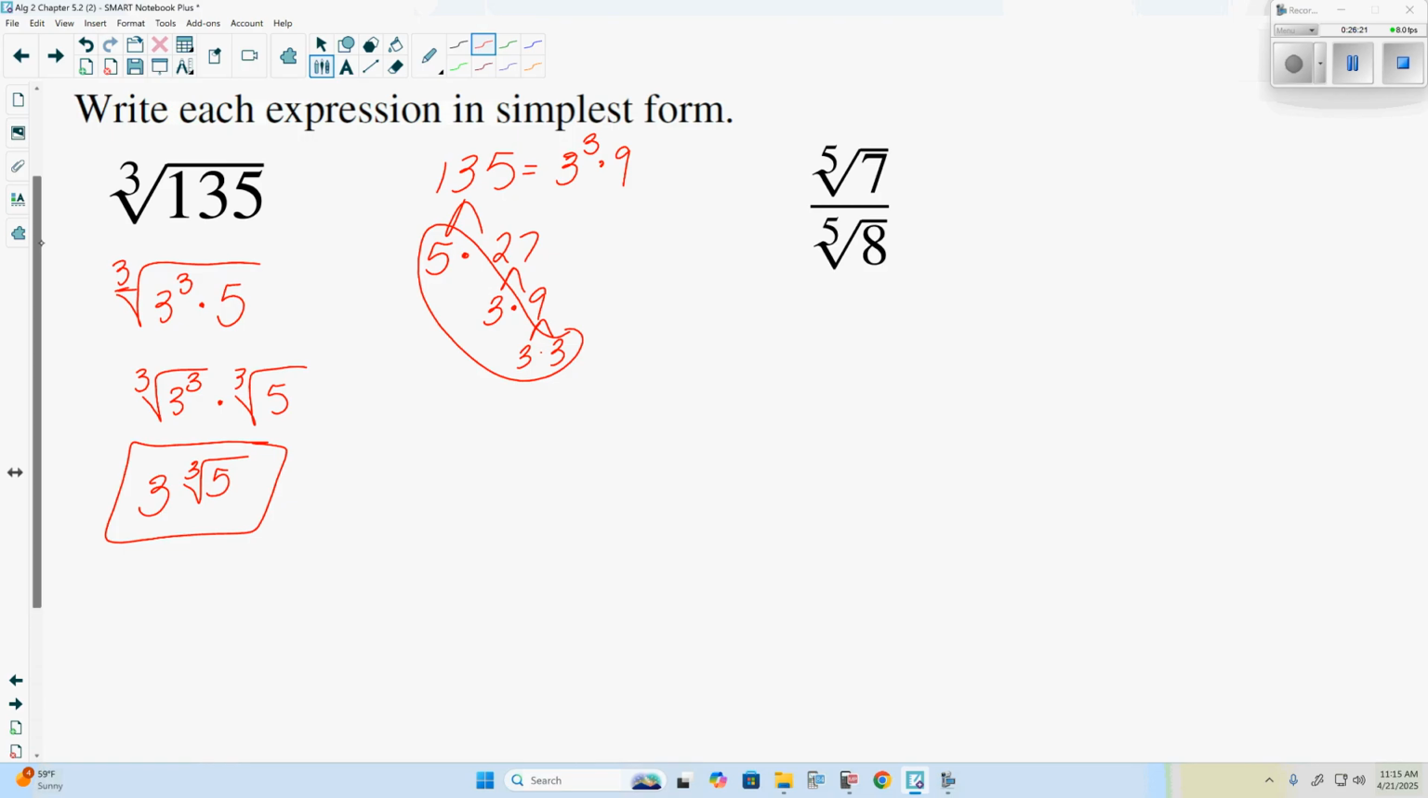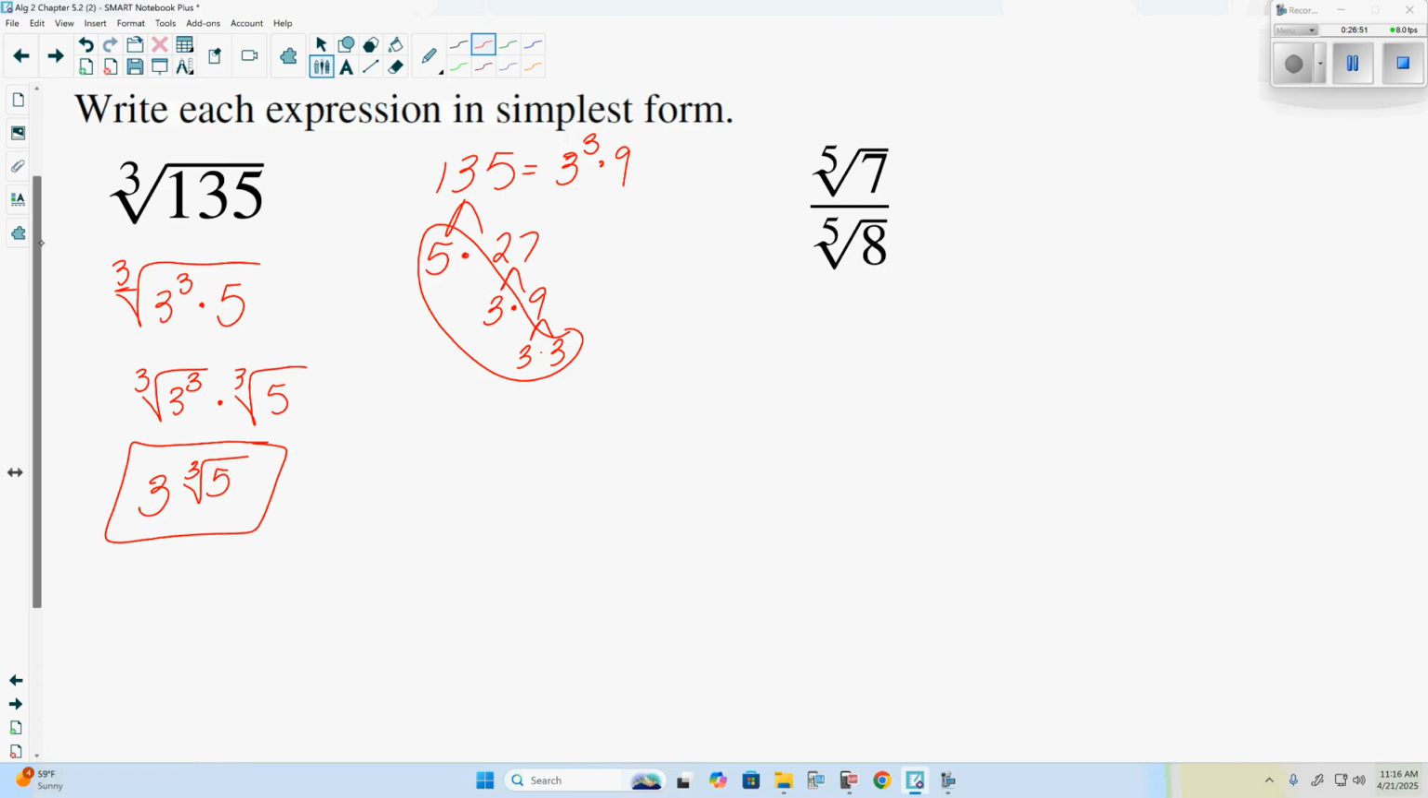The 5th root of 7 over the 5th root of 8. In the previous ones we've done, the first thing we look for in these fractional expressions with radicals on top and bottom of a fraction is if the numbers inside of them would divide nicely. Well, does 7 divide by 8 nicely? No, 8 does not go into 7 evenly. It gives us a decimal. So we can't do that there.